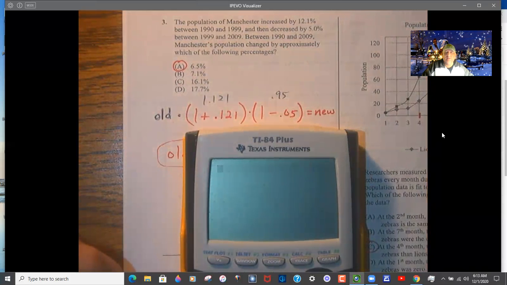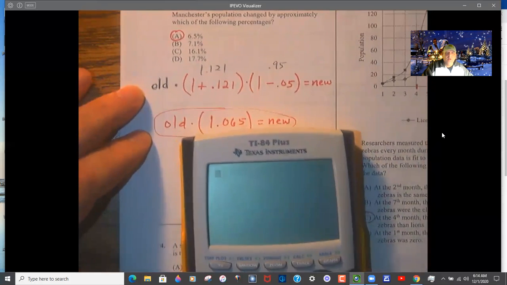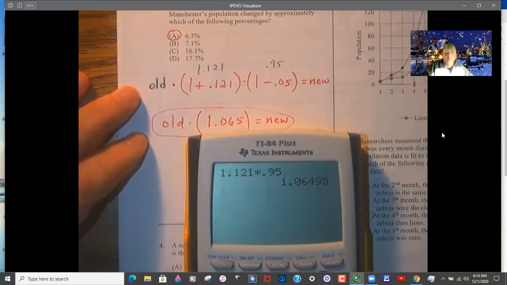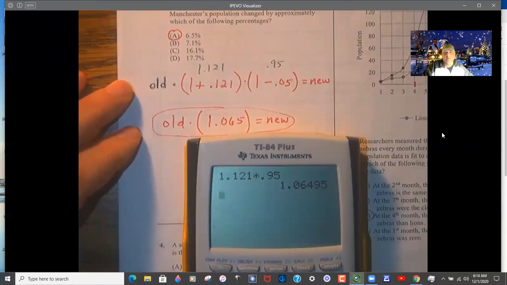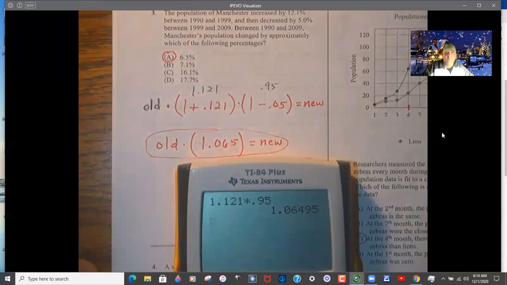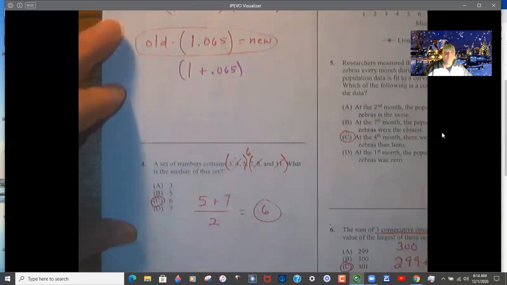So percent increases are like taxes or tips at a restaurant. And then percent decreases are like things that are on sale or at a discount price. And so you multiply those two together, 1.121 times 0.95. And that is the new, so 1.065 effective rate. So that's a 0.065 or 6.5% increase.